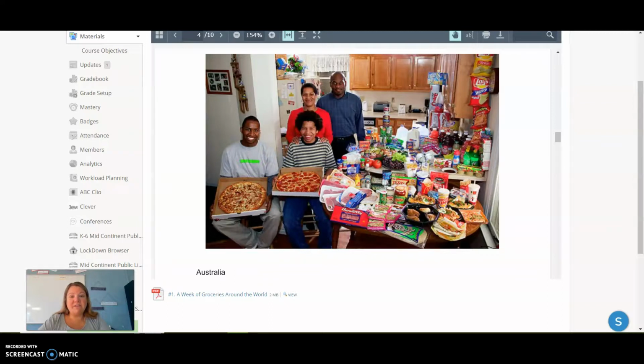Now, don't state the obvious, like, oh, in Australia they eat 2 pizzas a week. That's what the picture is telling me. What can you see beyond the picture? And if you have any questions, make sure you ask.